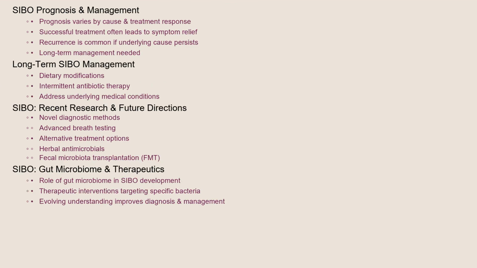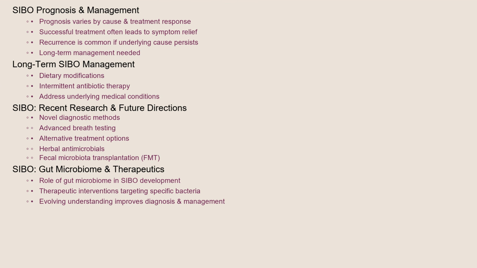The prognosis for SIBO varies depending on the underlying cause and the individual's response to treatment. In many cases, SIBO can be successfully treated with antibiotics and dietary changes, leading to significant symptom relief. However, recurrence is common, particularly if the underlying cause is not addressed. Long-term management may involve ongoing dietary modifications, intermittent antibiotic therapy, and addressing any underlying medical conditions.